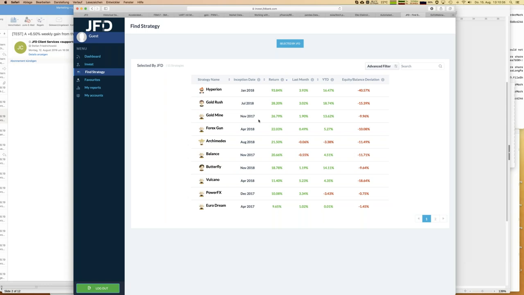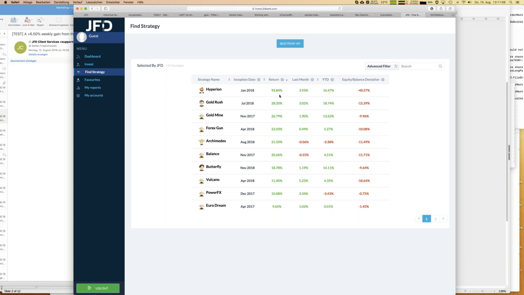The reason why those inception dates are before the launch date of JFD Invest is quite simple. Those accounts have already been managed by professional traders before JFD Invest. And of course, we show the complete history, the complete track record of all those accounts here. And therefore, you have different inception dates, even going back to April 2017. So that's more than 2 years from now.